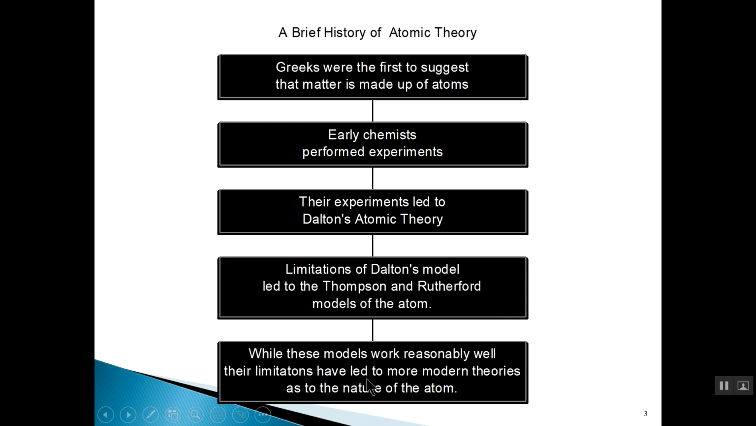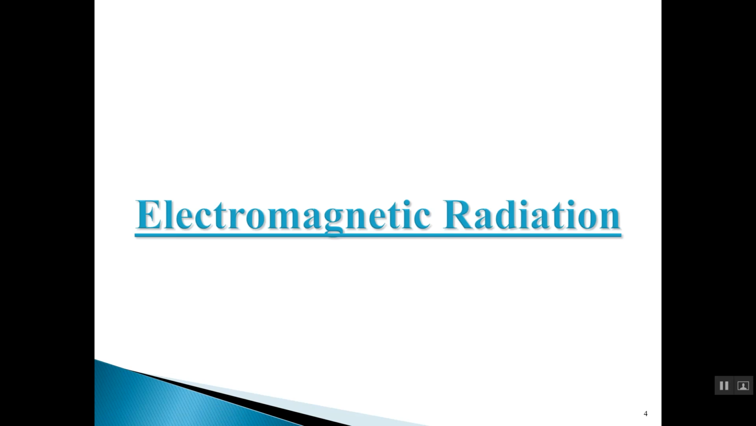And then as a result of their discoveries, the new models used to explain the nature of the atom still had some issues, right? There were still some limitations with these models, and therefore more modern theories were put forward and worked on in order to get to the heart of what the true nature of the atom is.